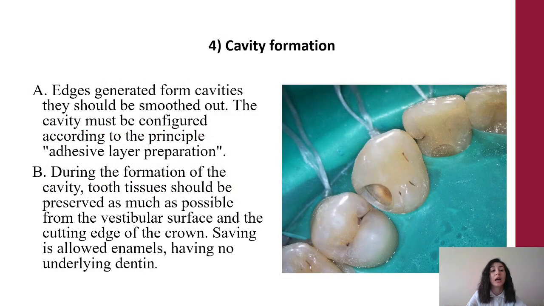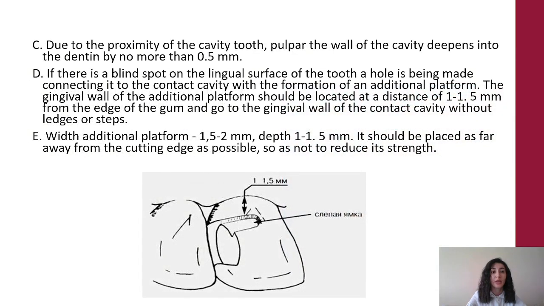Cavity formation. The edges of the formed cavity should be smoothed out. The cavity must be formed according to the principle of adhesive preparation. During the formation of the cavity, tooth tissue should be preserved as much as possible on the vestibular surface and the cutting edge of the crown, saving solid enamel having no underlying dentin. Due to the proximity of the tooth cavity, the pulpal wall of the cavity dips into the dentin by no more than half a millimeter. If there is a blind spot on the lingual surface of the tooth, its hole is made connecting with the contact cavity, with the formation of an additional platform.